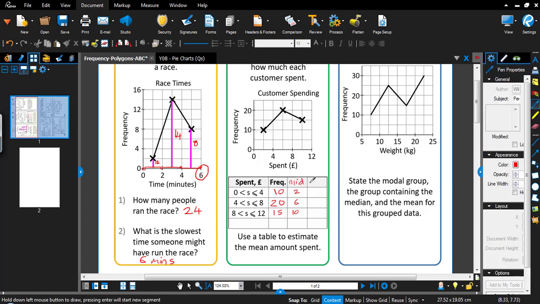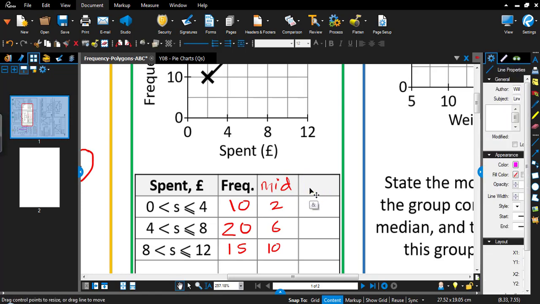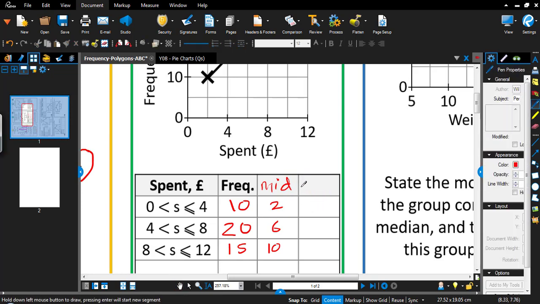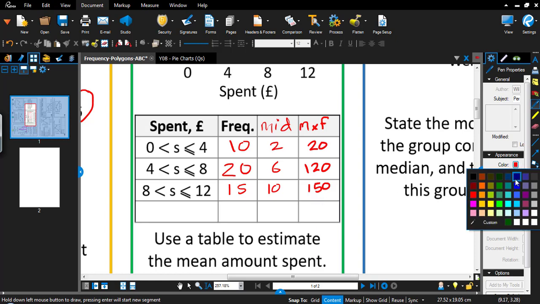And then we go m times f. So the mid-interval value, sorry, I'll just zoom in here. It's kind of hard to see, and it's also hard to write. So it's going to be the mid-class value, m times f. M is 2, f is 10, that's 20. 6 times 20 is 120. And this is 150, 10 times 15. And then we just add them all up. 20 plus 120 is 140, plus 150 is 290.